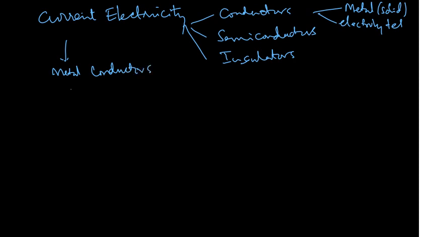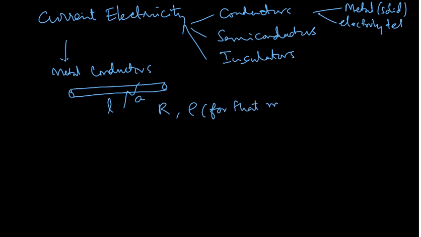So basically, you have a metallic conductor with length L and cross section area A. It will have some resistance R and a resistivity rho for that material. We know that if there is a potential difference between the two ends, then the charge can flow, some charge Q can flow through this.